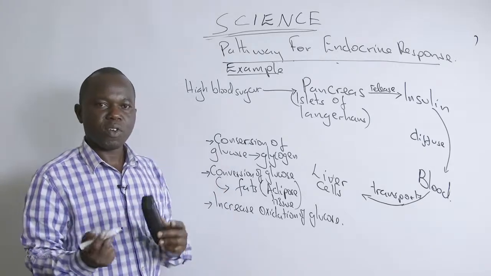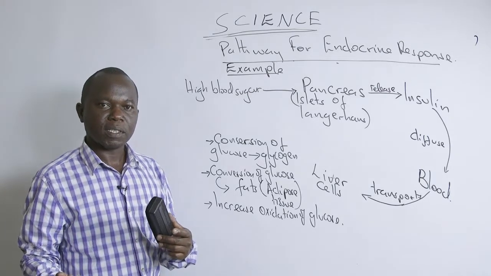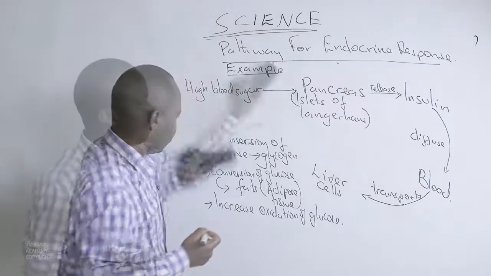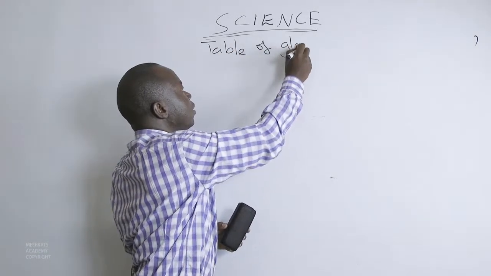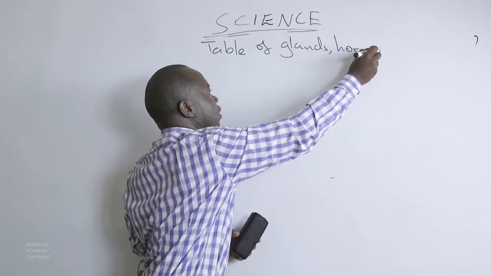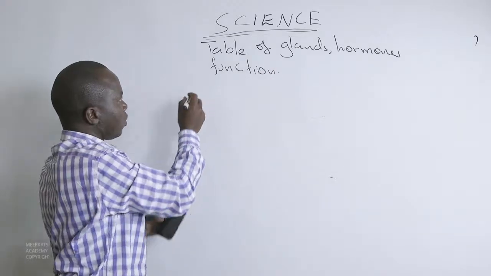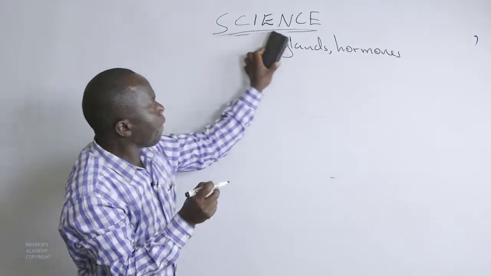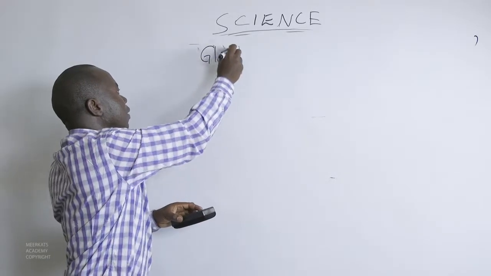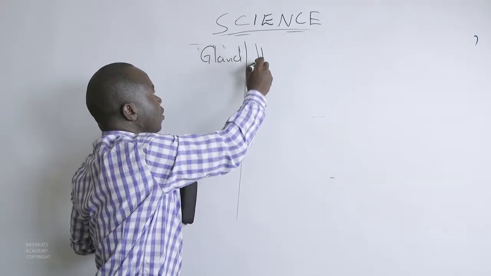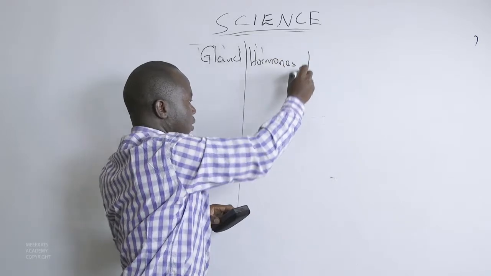So we are going to look at several examples of hormones: the gland that secretes them, the hormone that is secreted, and the functions of those hormones. So here we have a table of glands, hormones secreted, and function.